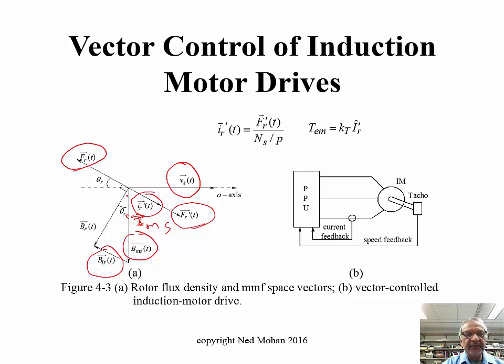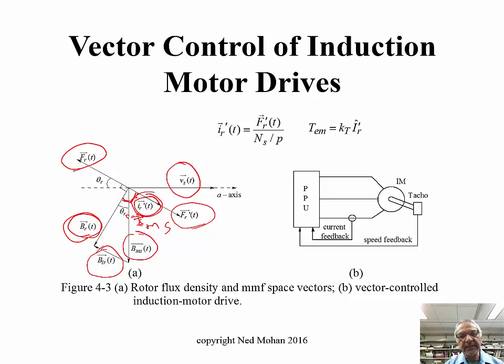And so if you explicitly take the effect of that leakage, then what remains is this BR space vector. And you see that this current IR prime and BR are at 90 degrees to each other. Okay, so that is kind of the genesis of vector control, that these two vectors are at 90 degrees.